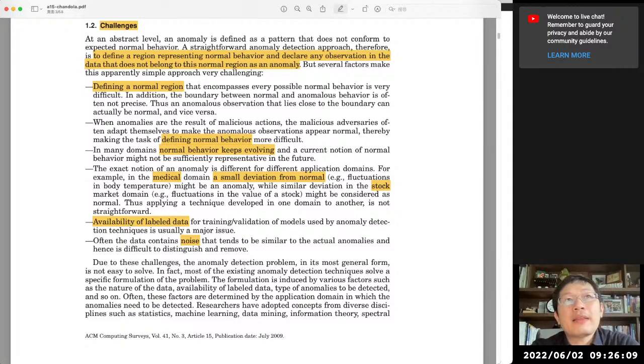So defining a normal region is quite complex and quite challenging. And defining normal behavior is difficult. Sometimes normal behavior keeps evolving.